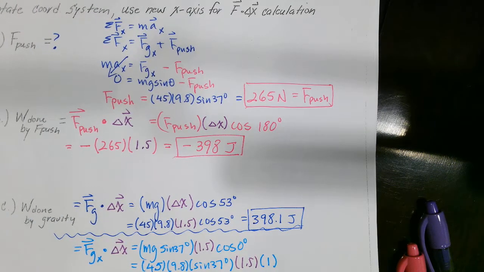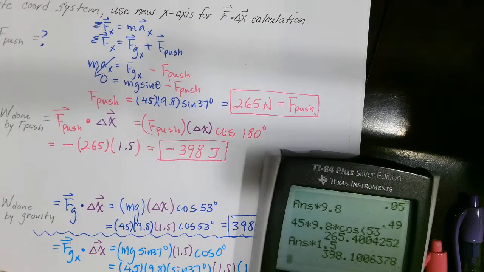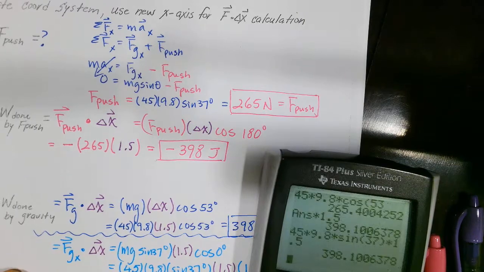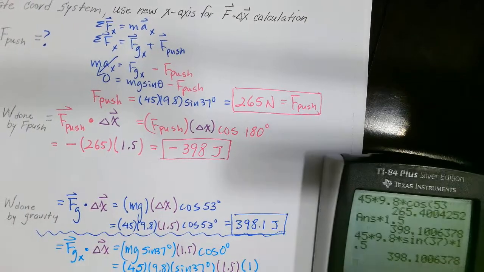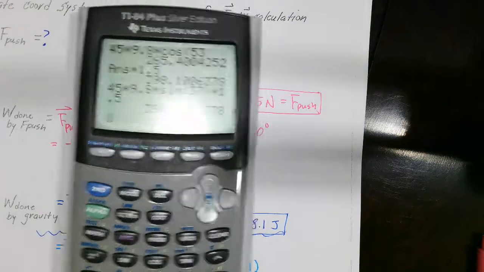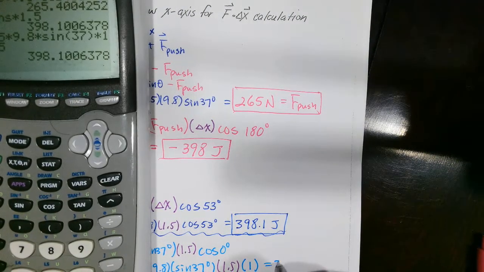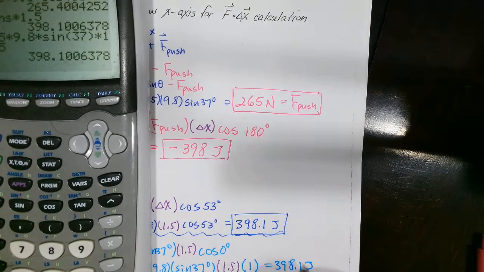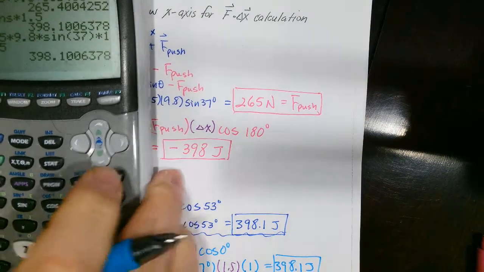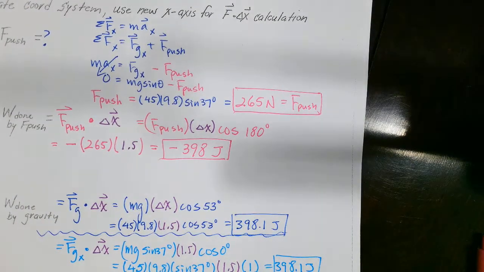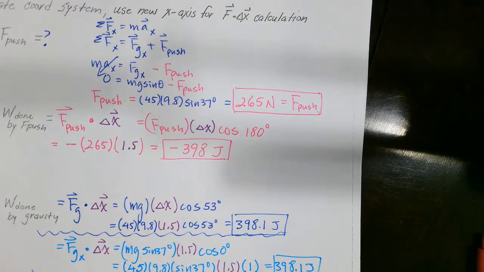All right? So here I got 45 times 9.8 times sine of 37, right, times 1.5. Look at that, I get the exact same value. Okay? So I get 398.1 joules. So hopefully you can see, you could work it either way, and you'll still get the exact same answer for C. Okay?